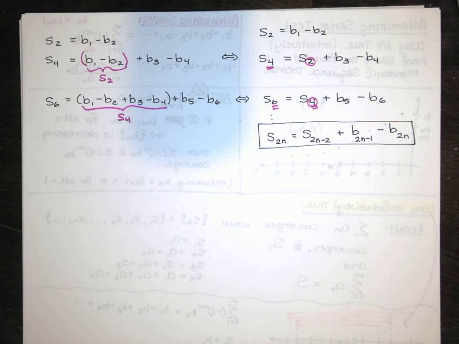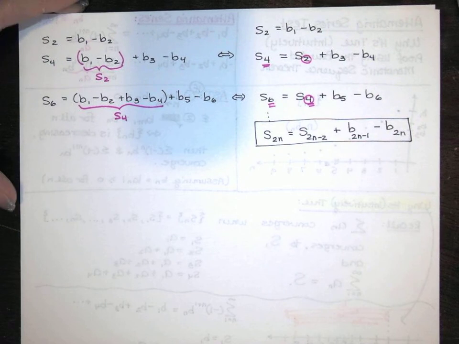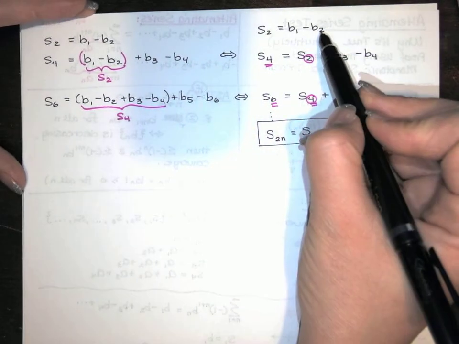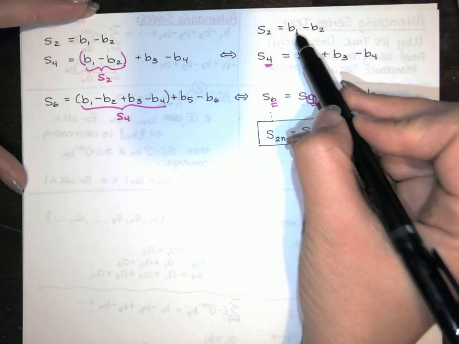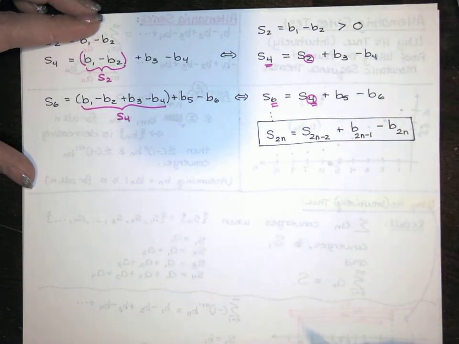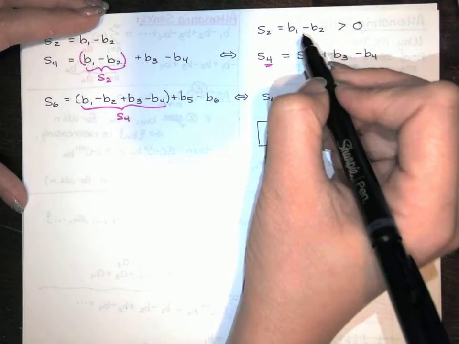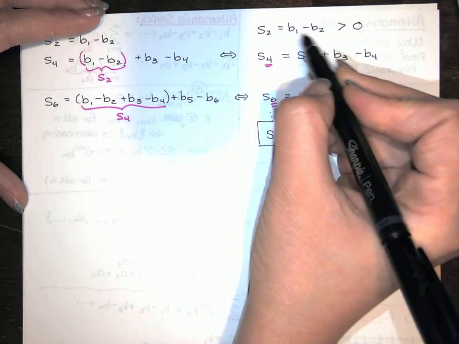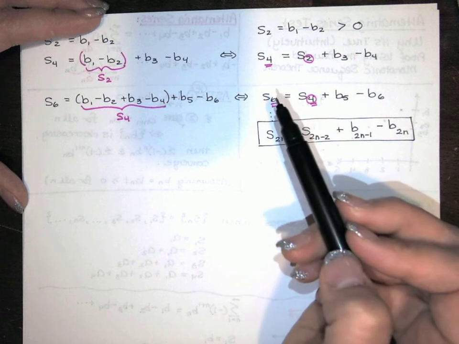You might say, okay, well, what does that have to do with anything? Well, look at where we started. Now, b sub 2 was less than b sub 1, so that made that positive, because I'm subtracting something that's smaller than b sub 1. You guys with me?